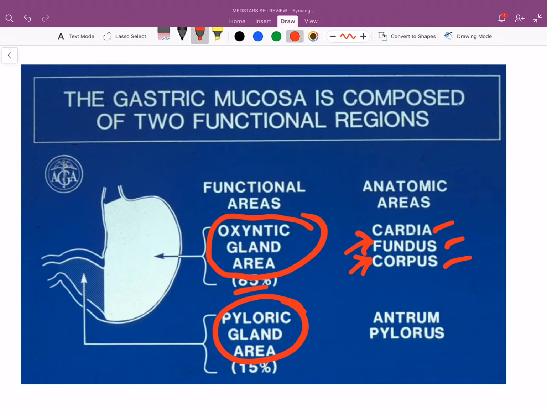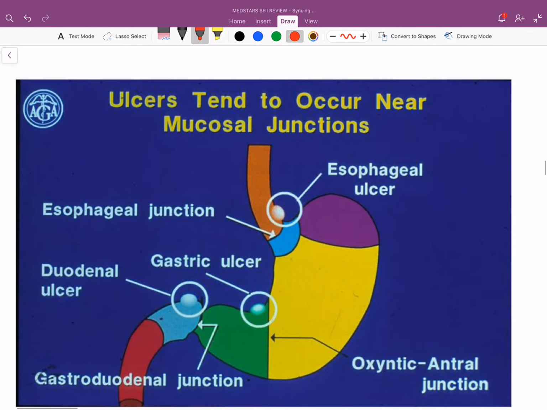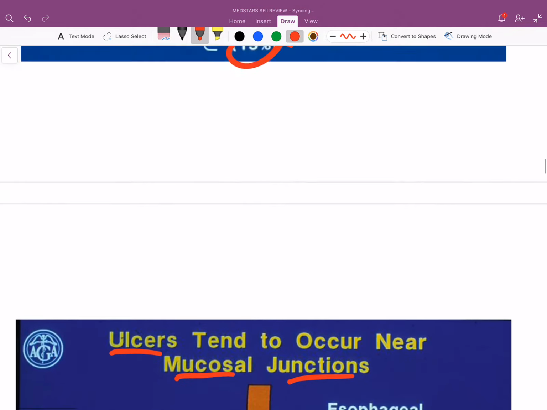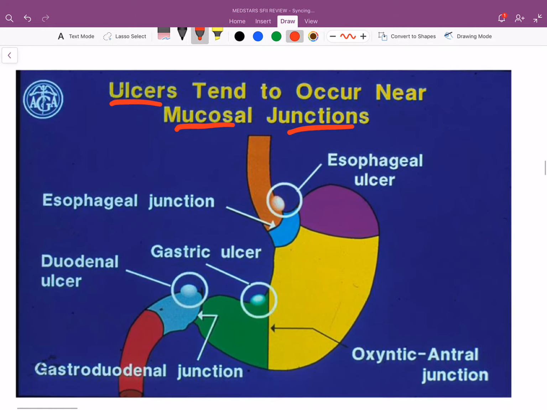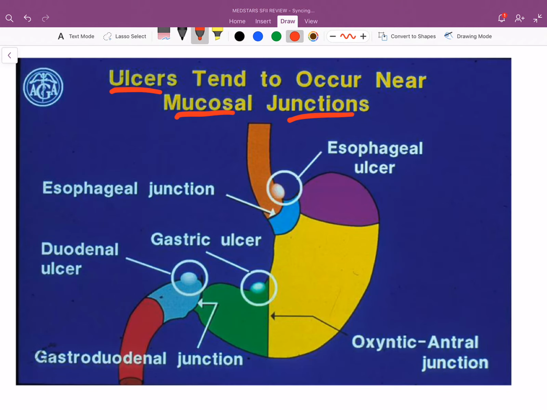Pyloric gland area is 15% of your stomach mucosa. Right here you have the antrum and pylorus, right? And the reason why this is important is because notice how there's a zone right here where the gastric mucosa changes, right there and right here. And also right here too, between the pyloric region and the duodenum. Those are places where the ulcers occur, at the mucosal junctions. He just talked about right here, at these mucosal junctions is basically where ulcers tend to occur.